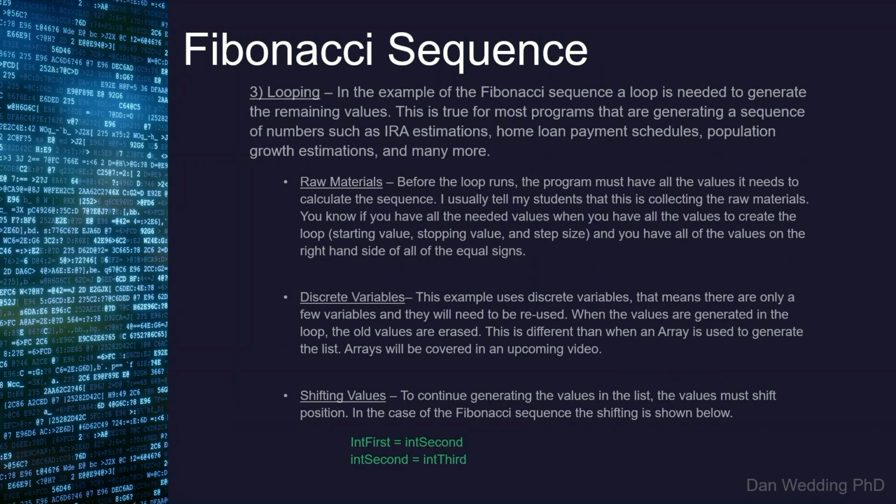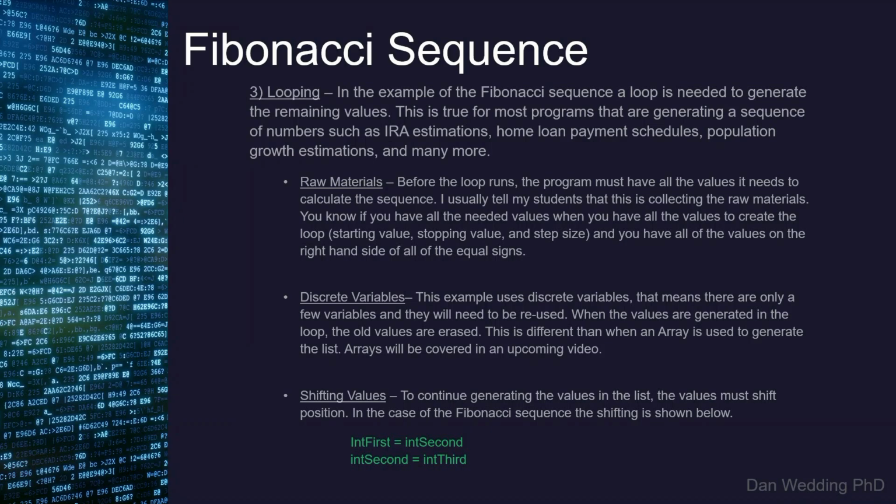In the example of the Fibonacci sequence, a loop is needed to generate the remaining values. This is true for most programs that are generating a sequence of numbers, such as IRA estimates, home loan payment schedules, population growth estimates, and many more. Before the loop runs, the program must have all the values it needs to calculate the sequence. I usually tell my students that this is collecting the raw materials.